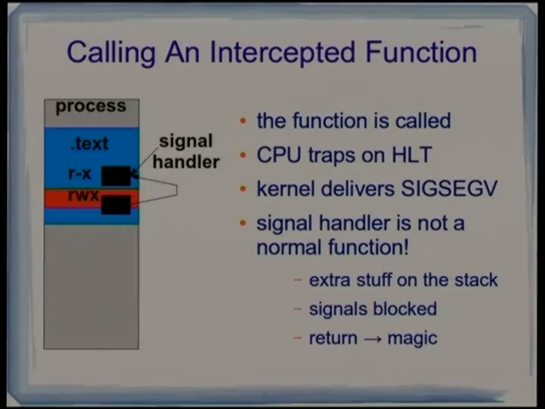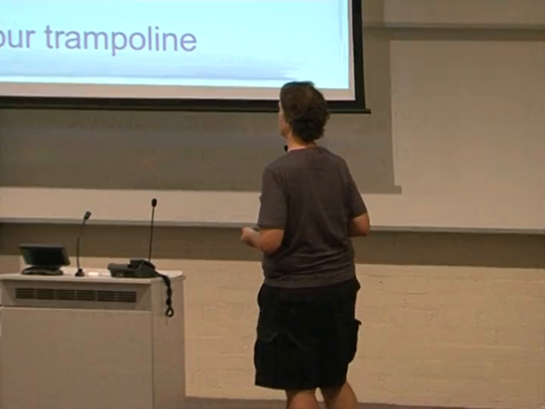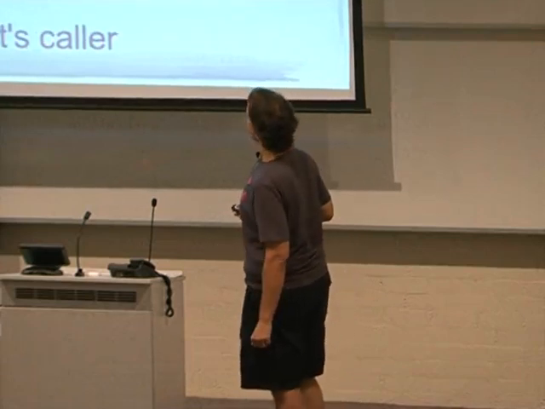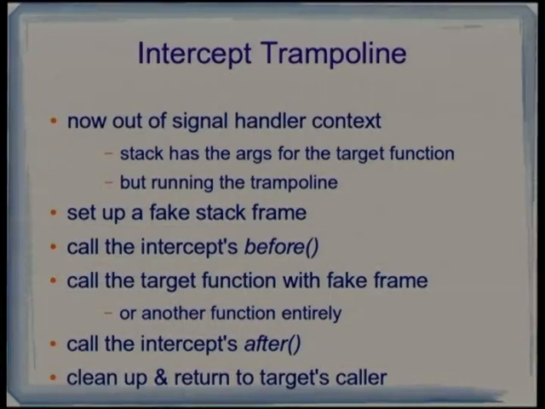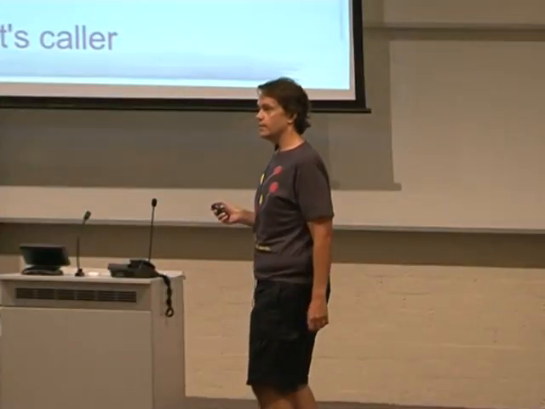Now, the signal handler is a really evil piece of stuff in a very, very strange state, and we want to get out of there really quickly. So we do a lot of stuff, and end up popping out of the signal handler into another function, which is the trampoline. That trampoline sets up a fake stack frame, calls the intercepts before function, which allows the intercepts before function to futz with the arguments, change the arguments as we go. Then it calls the target function with that fake frame, or it may call another function entirely. That's how the mocks work.